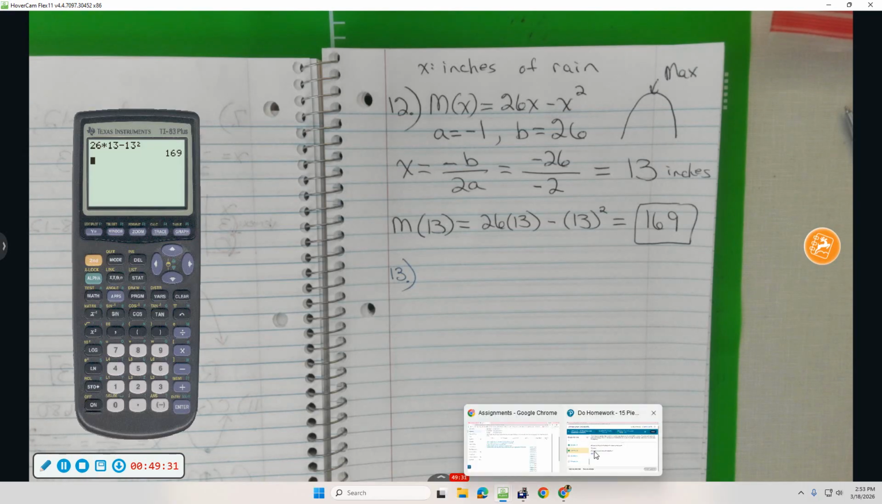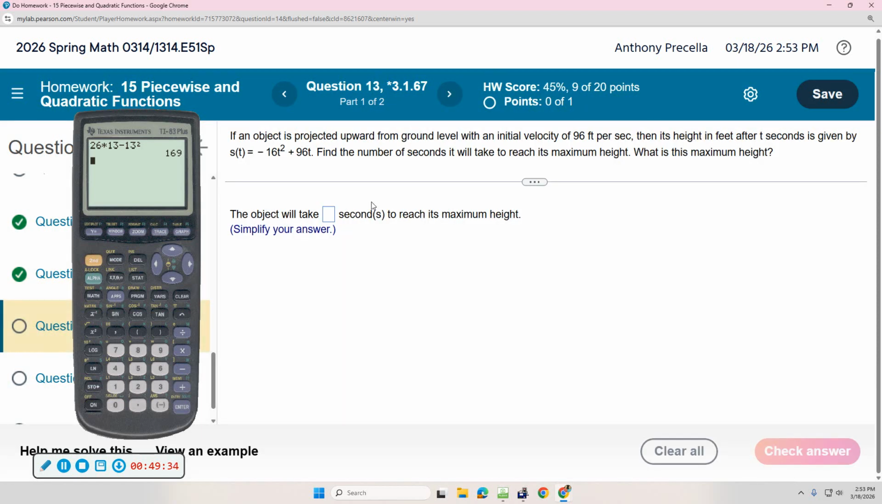Number 13. If an object is projected upward from ground level with an initial velocity of 96 feet per second, then its height in feet after t seconds is given by s of t equals negative 16t squared plus 96 times t. So t is the number of seconds. The object is being projected upward, and t is the number of seconds.